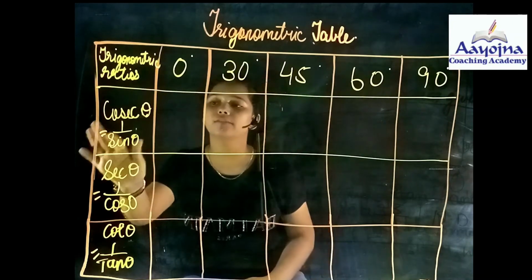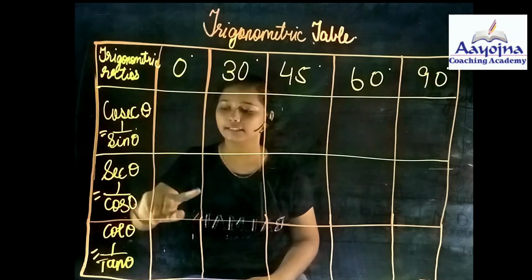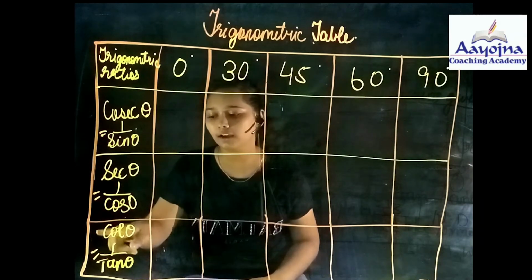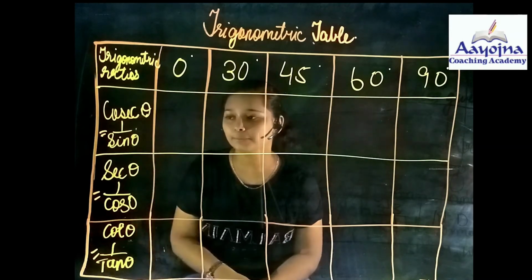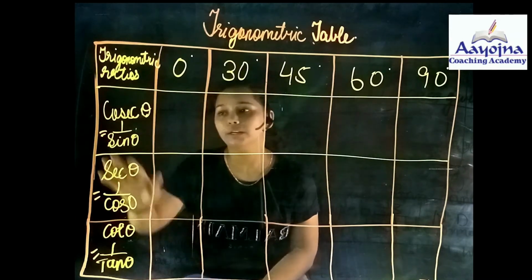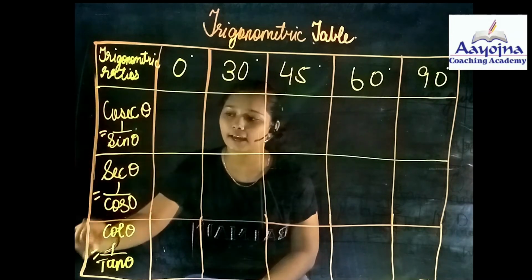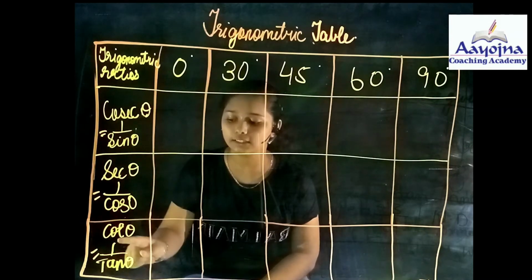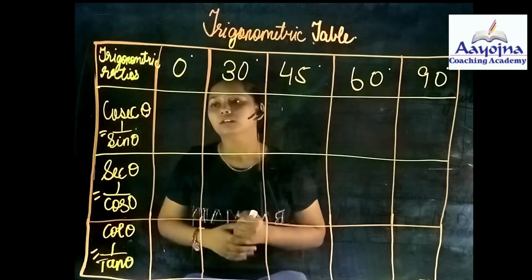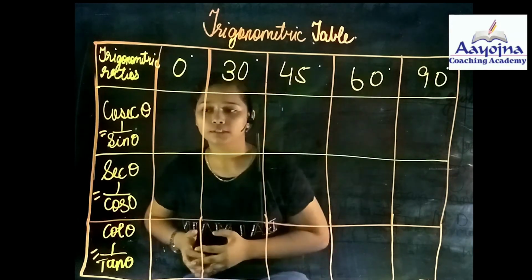If you notice, here I have written cosec theta is equal to 1 upon sine theta, sec theta is equal to 1 upon cos theta and cot theta is equal to 1 upon tan theta. This is given in your textbook, but just for your information, we can find the values of cosec, sec and cot by this formula, that is 1 upon sine theta, 1 upon cos theta and 1 upon tan theta. Now cosec theta is 1 upon sine theta.